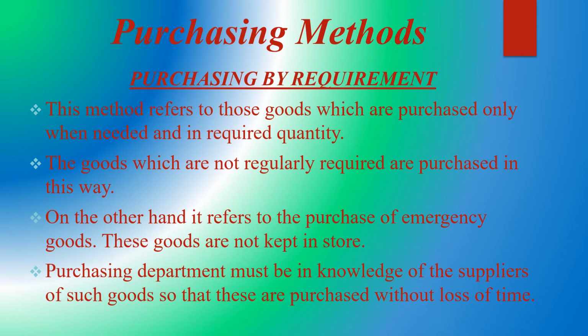Now let's see purchasing by requirement. This method refers to those goods which are purchased only when needed and in required quantity. The goods which are not regularly required are purchased in this way. On the other hand, it refers to the purchase of emergency goods. These goods are not kept in store. Purchasing department must be in knowledge of the suppliers of such goods so that these are purchased without loss of time.